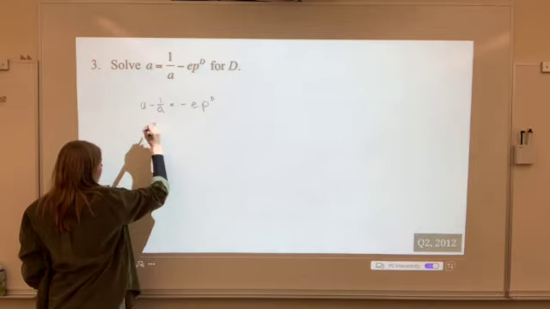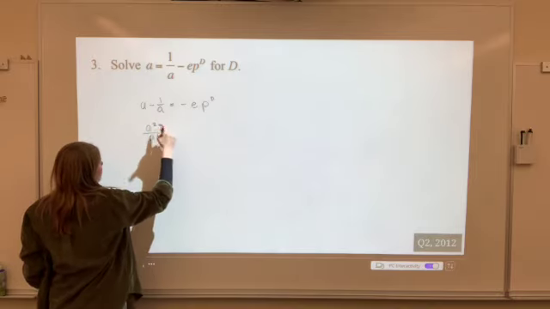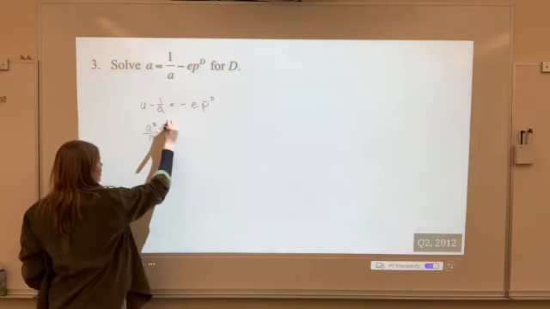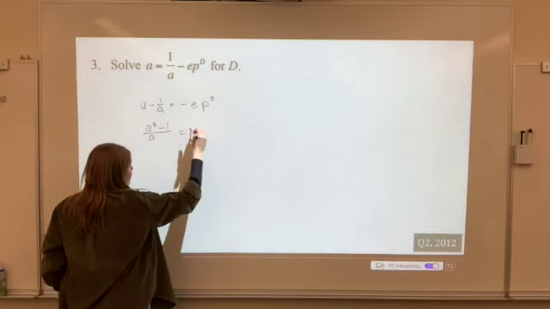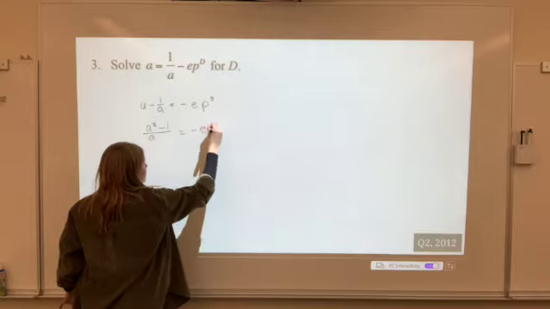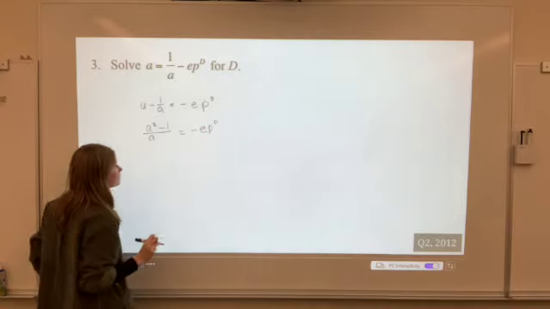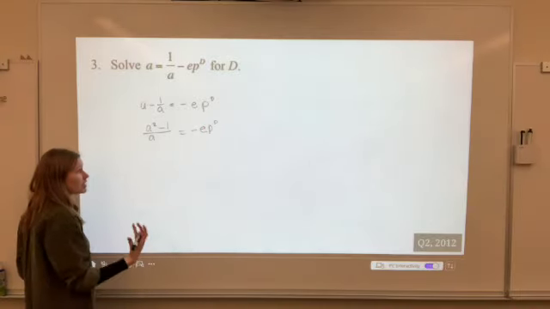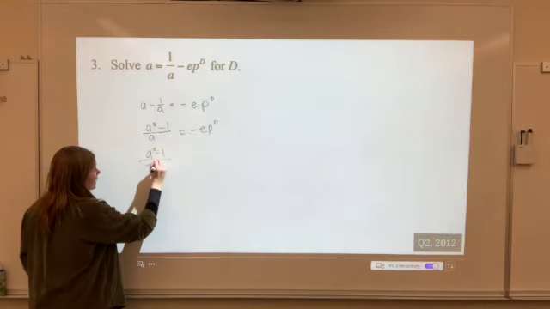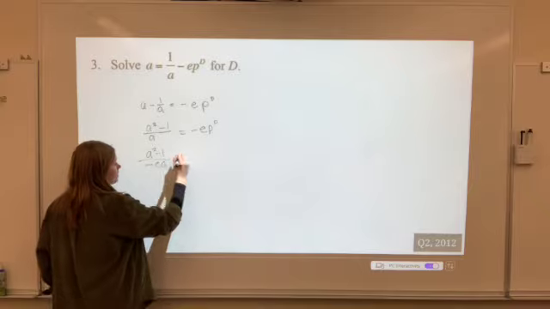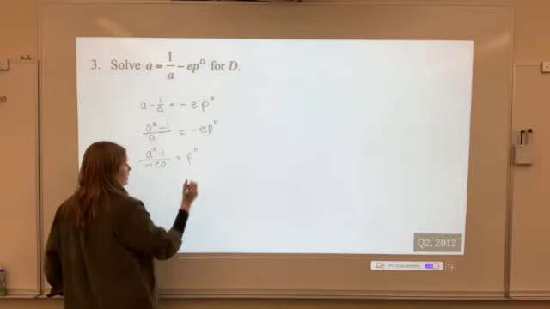So we have a squared over a minus 1 over a, so that gives us a squared minus 1 over a. That's equal to negative e times p to the d power. Right, let's divide both sides by negative e. A squared minus 1 over negative e a is equal to p to the d.